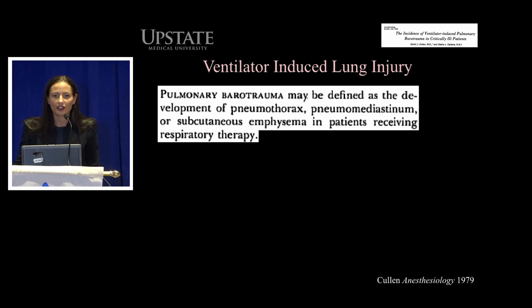If we go back to the very first publication where we first identified ventilator-induced lung injury, this was a publication in 1979 in the Journal of Anesthesiology, and they identified pulmonary barotrauma. And they classify pulmonary barotrauma as the clinical manifestation of pneumothorax, pneumomediastinum, or subcutaneous emphysema. These are all very clinical manifestations of pulmonary barotrauma.